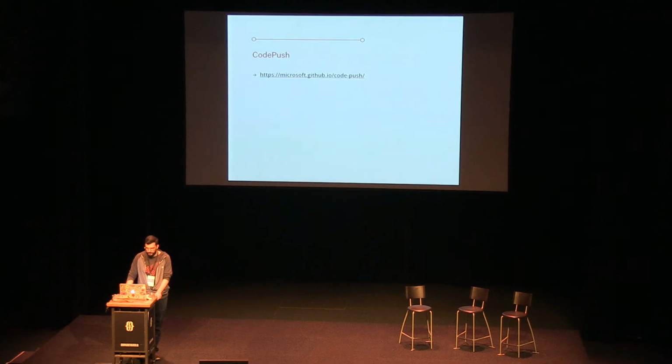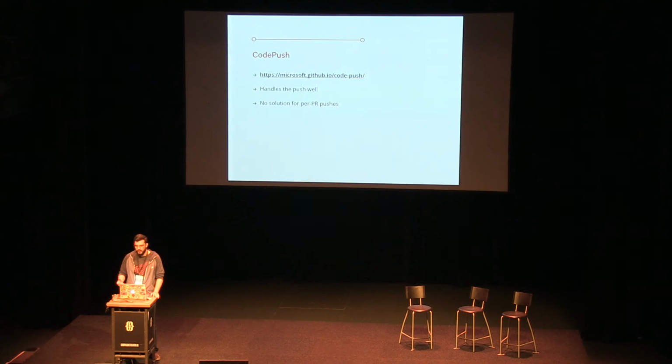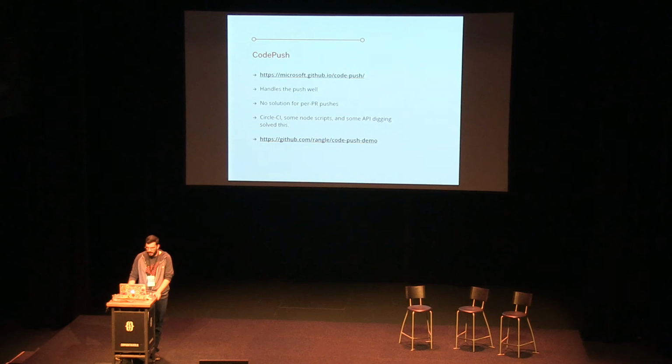And with CodePush, you can look at the site there, and it handles the push process very well. However, there's no built-in solution yet for the per PR type of deployments that we wanted. However, with CircleCI, a few node scripts, and debugging the API, we're fairly close to having this part solved. So there's a demo app available on our Wrangle/CodePush demo.